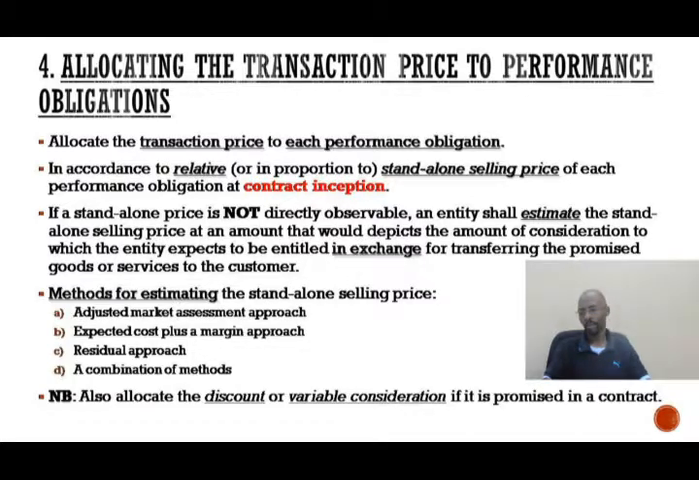Then, this is also important. When we allocate the transaction price to the performance obligations, we need to take discounts, variable consideration, refunds, penalties. We must split the discounts and other variable consideration to all the other obligations.